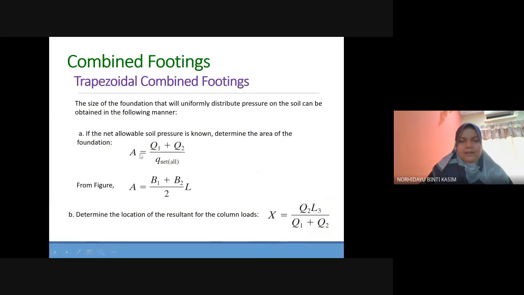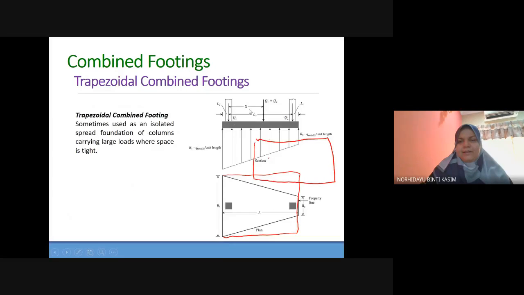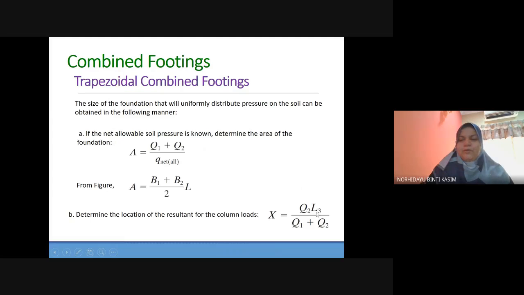Okay. So to calculate for A, if the net allowable soil bearing capacity is known, Q net, you can calculate for A using this equation. If you don't know the net allowable soil pressure, you can use this equation: A equal to B1 plus B2, the width of the foundation just now, divided by 2, times the length of the foundation. And then calculate for X, the location of the resultant column load. X equal to Q2 times L3 over the resultant of the column load, Q1 plus Q2.